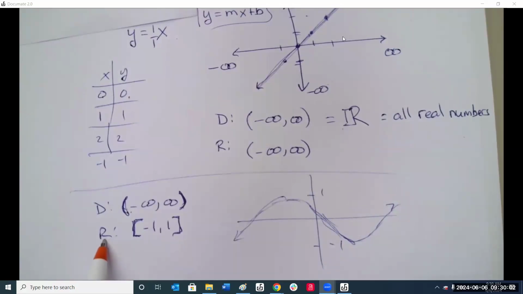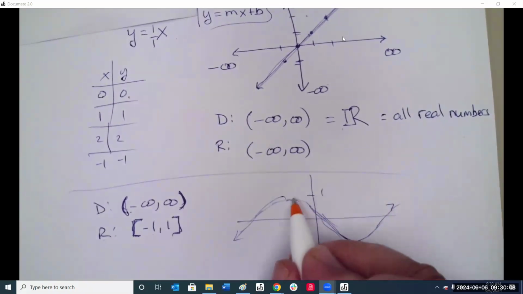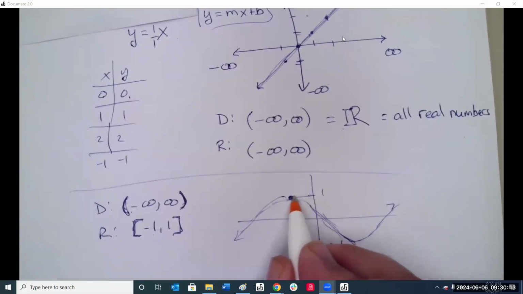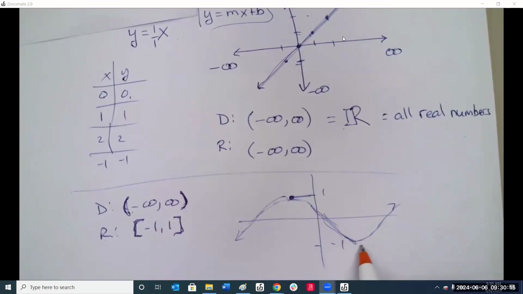So in other words, the range says my y value can equal -1, my y value can equal 1. Because again, at this point here, the y value is exactly 1. Right? And down here, the y value is exactly -1. That's what the brackets mean. So if it has a bracket next to it, that means that point is on the graph. If it has a parenthesis, it never gets to it.